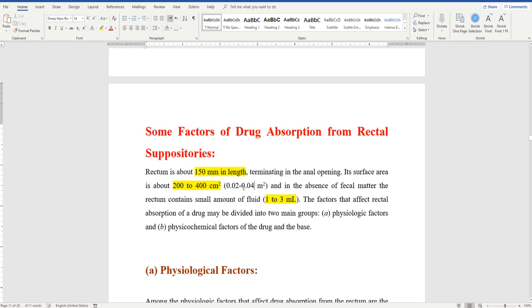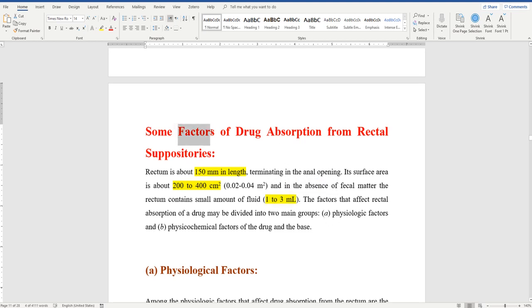Just to show you how small this is, the alveolar region, the lungs surface area, is very big. It can be as big as a tennis court, about 500, 600, 700 square meters. The small intestine alone is about 200 to 300 square meters. This is nothing. And a small surface means the absorption is not going to be that big. The length of the rectum is about 15 centimeters or 150 millimeters and contains little fluid. Little fluid means there is not enough fluid to dissolve the drug if it is in a large quantity.